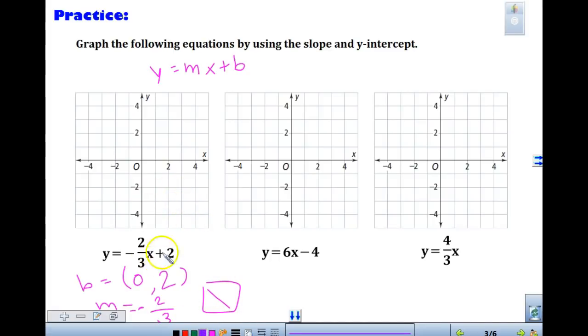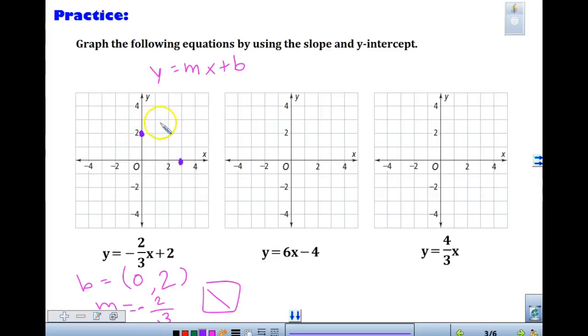And then when I go to graph, we always start with the b because we remember it like beginning. Our b is our beginning point. We begin with (0, 2). And then our slope, or m, that's how we move. So from there, we are going to rise negative 2, down 2, and to the right 1, 2, 3.